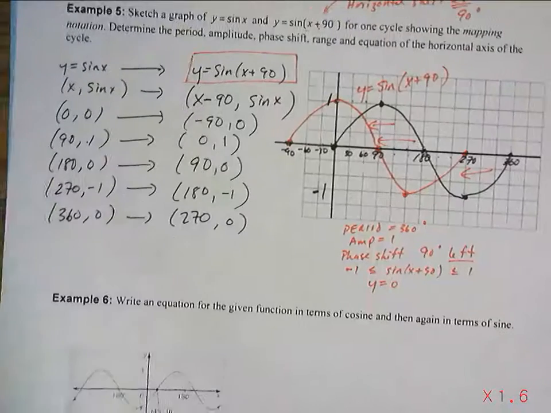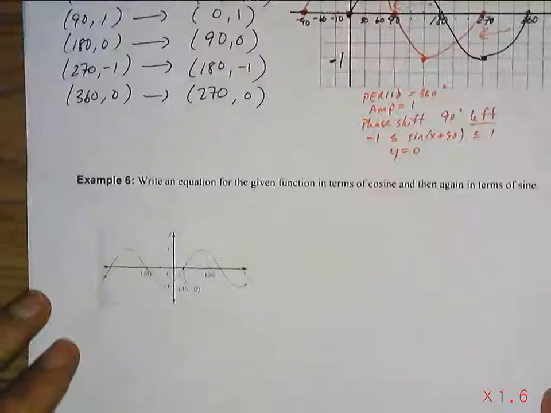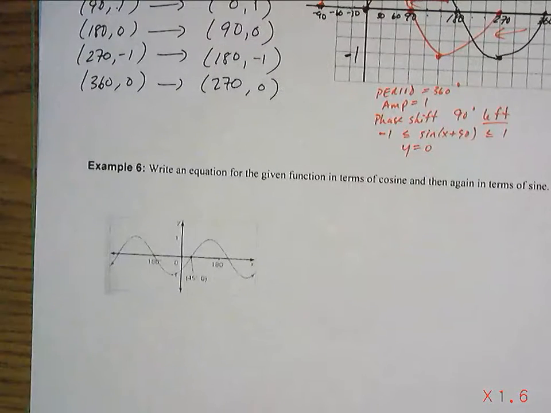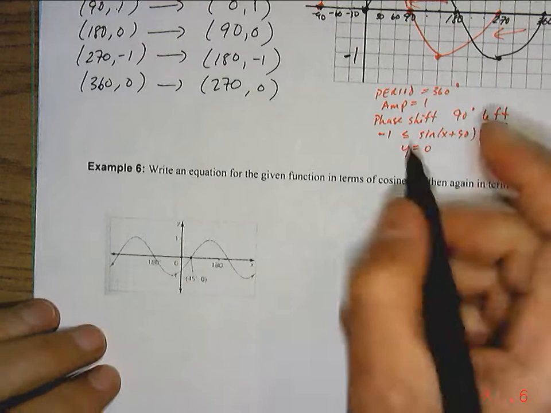So let's finish this off with example 6. Write an equation for the given function in terms of cosine and then again in terms of sine. So they want two equations here. One is in terms of cosine.